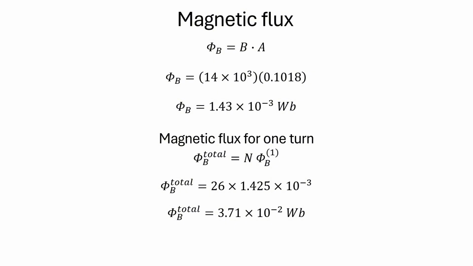Replacing the values, phi sub B equals 14 times 10 to the minus 3 multiplied by 0.1018. The result is phi sub B equals 1.43 times 10 to the minus 3 Weber. Now, this is the magnetic flux for 1 turn. For the total flux, phi total equals N times phi sub B. Replacing the values, the result is phi total equals 3.71 times 10 to the minus 2 Weber.